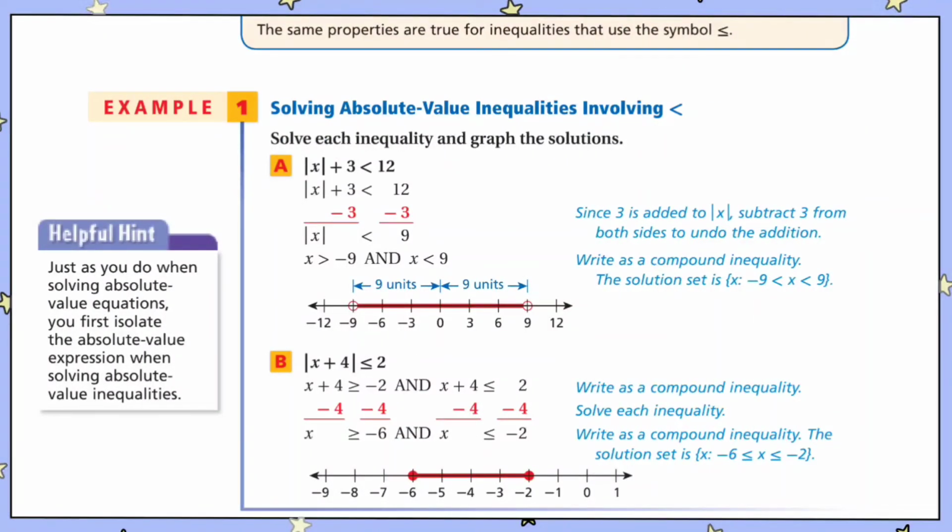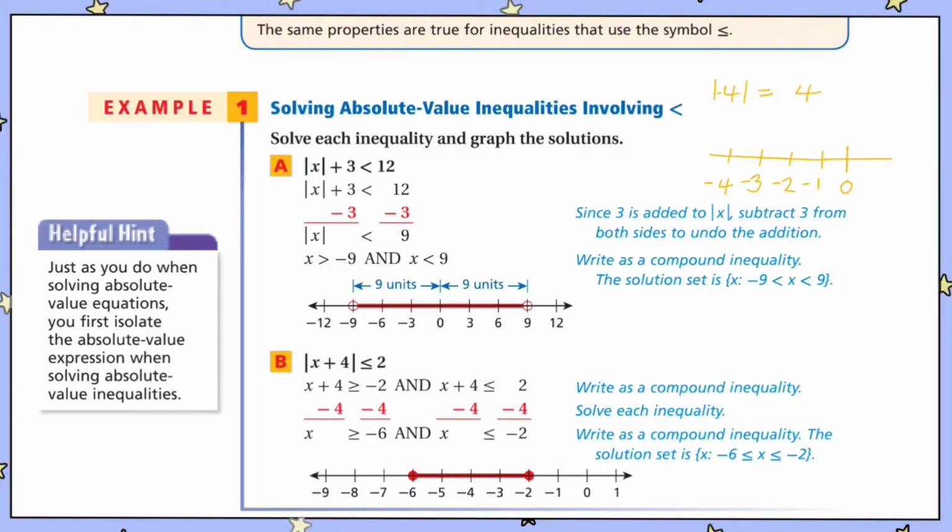Okay, recall that absolute value tells you how far a number is from 0. The absolute value of -4 tells you how far -4 is from 0 on the number line. And -4 is 4 units away from 0. Therefore, the absolute value of -4 is 4.